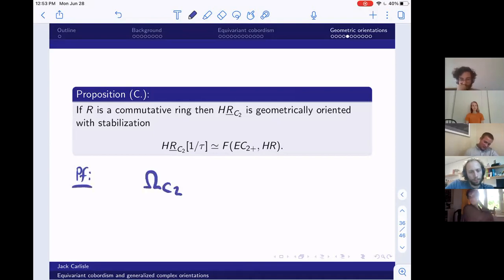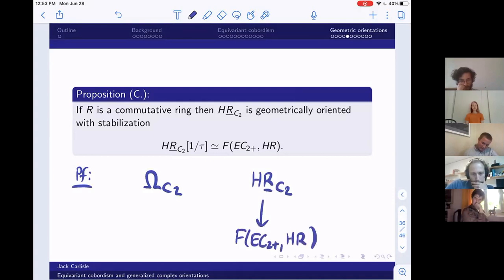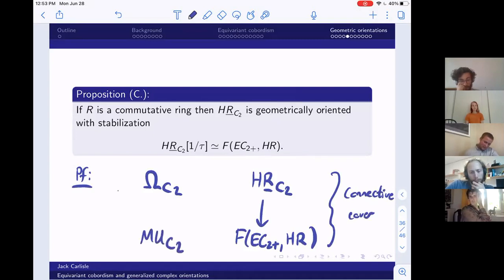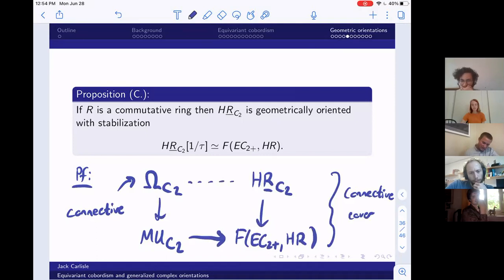Well, the point is that this map here, anytime we have an equivariant spectrum, it always maps to the co-free spectrum. And it turns out that this map is a connective cover in the equivariant sense. And so since omega C2 is connective, the universal property of the connective cover provides us with a lift, at least up to homotopy. And so this is our geometric orientation of the Eilenberg-MacLane spectrum HRC2.